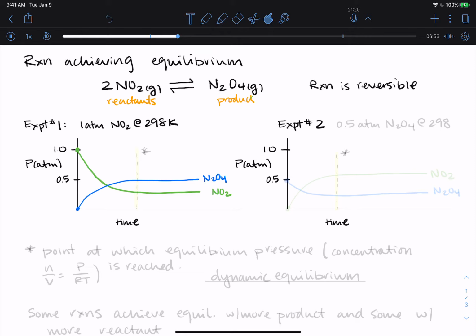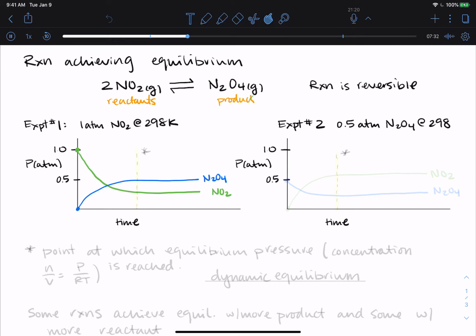Now, I am completely approximating the ending pressures of these two. So if you're looking at a graph of this exact reaction, my picture might not be perfect in terms of the numbers, but it's going to give us a good enough approximation to use for what we want to talk about here. In experiment 2, I'm going to start with 0.5 atmospheres of N2O4 at 298 K.